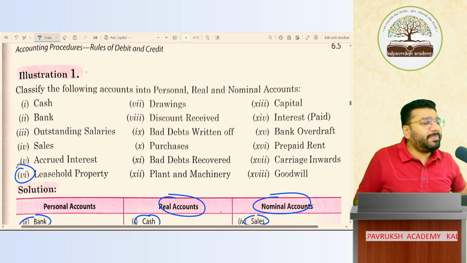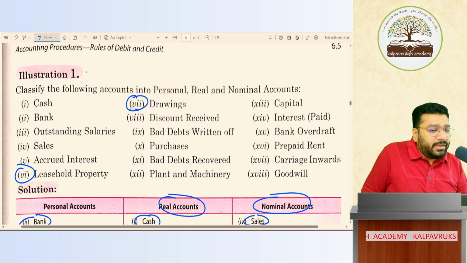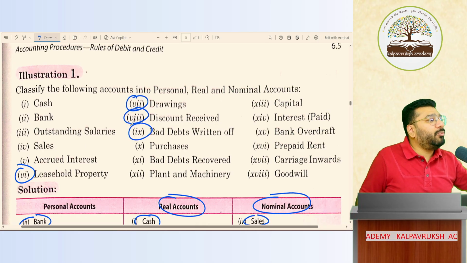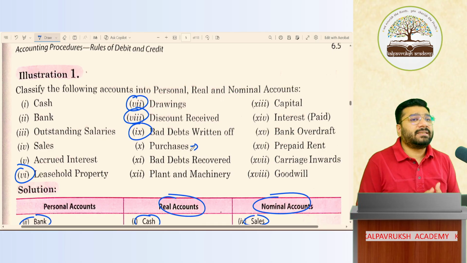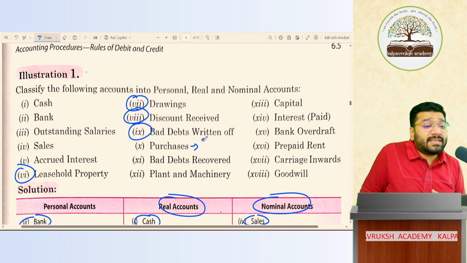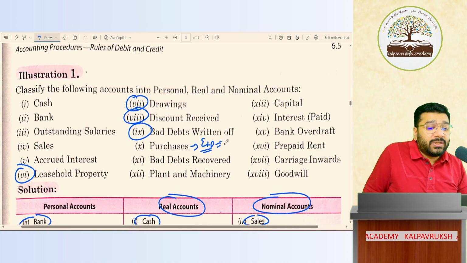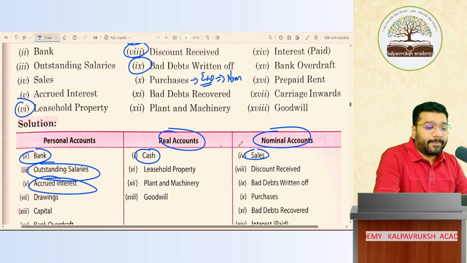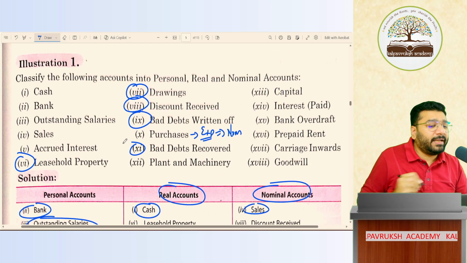I'm keeping this as pending. I'll do it tomorrow. Drawings also I'm keeping pending. Discount received also pending. Bad debt also pending. I'm doing easy ones today. Purchases, tell me people. Purchases is an expense flavor. All the expenses will go to nominal account. So this is nominal. Expenses, purchases, nominal. Okay, bad debt recovered, keep it pending.